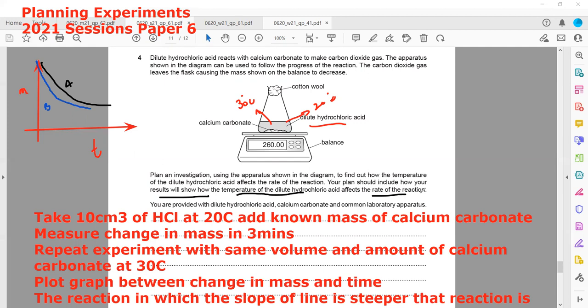So we should plot a graph between mass and time, and the one which shows a steeper slope means that reaction is faster. And it is obvious the one at a high temperature, for example, B is at 30 degrees and A is at 20 degrees.